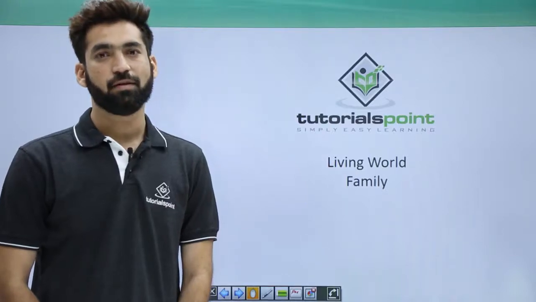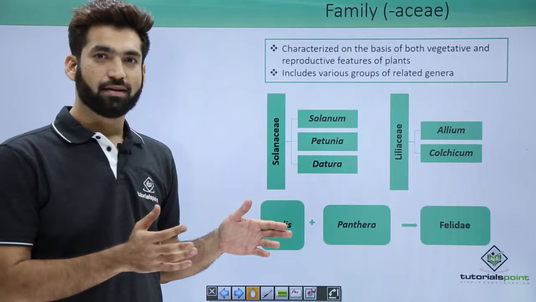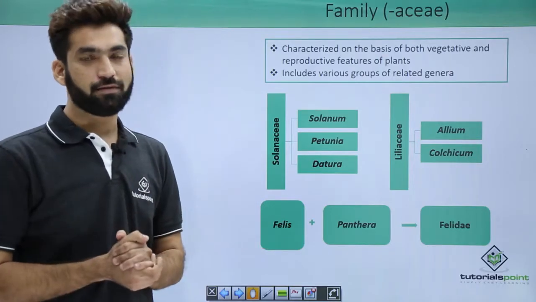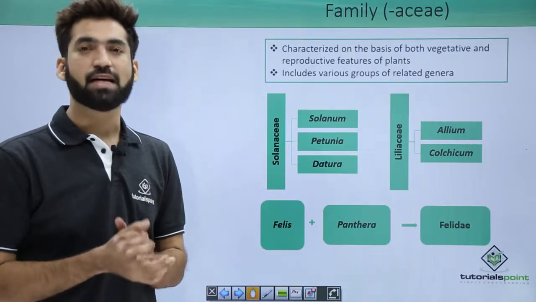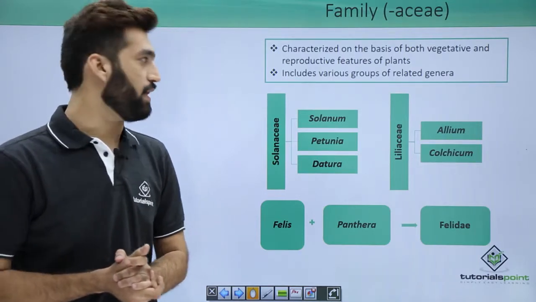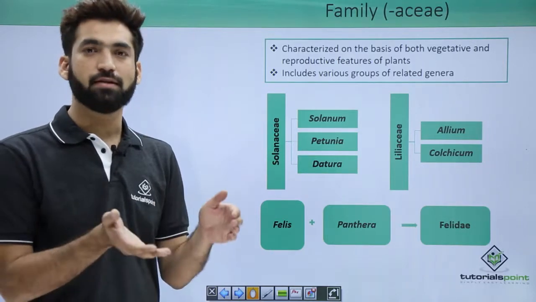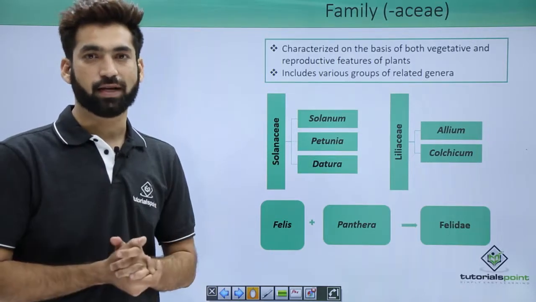This session will basically talk about family. The family is the conglomeration of related genera. The genera we were talking about last time, one of the genera I've told you is Solanum. Now Solanum was the genera where brinjal, potato, makoi were coming.